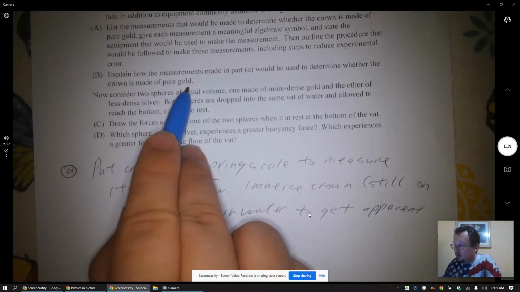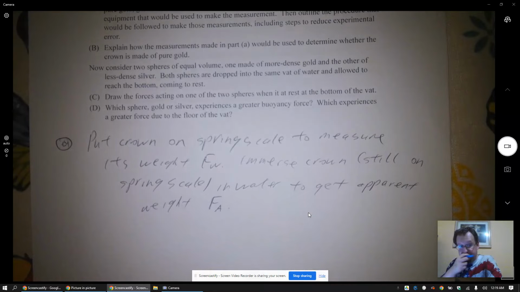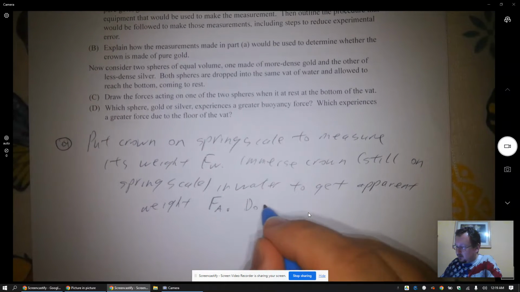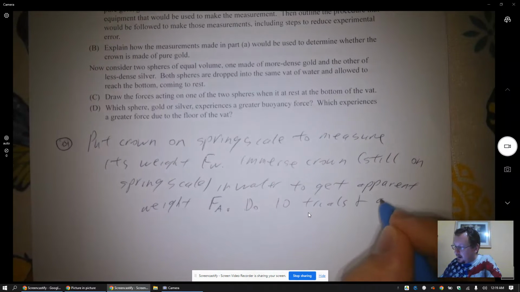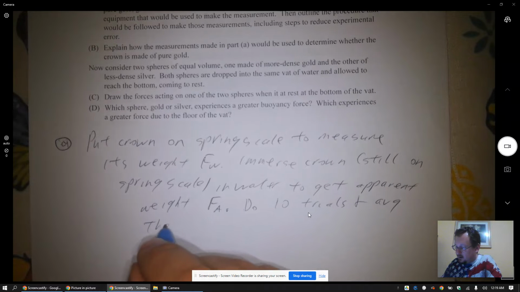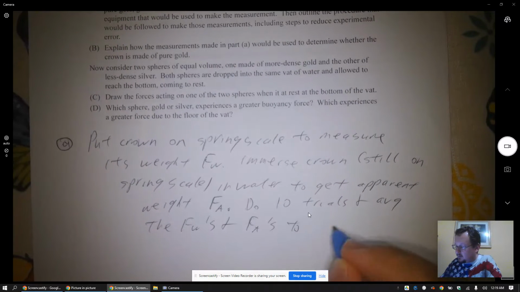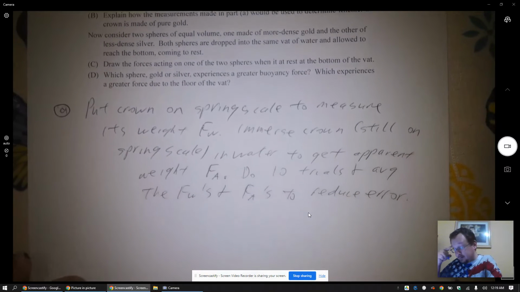I explain how the measurements made would be used to determine whether the crown is made of pure gold. I didn't really include any steps to reduce experimental error. I guess I would maybe say something like, do 10 trials and average the FWs and FAs to reduce error. I have no better answer than that, frankly.